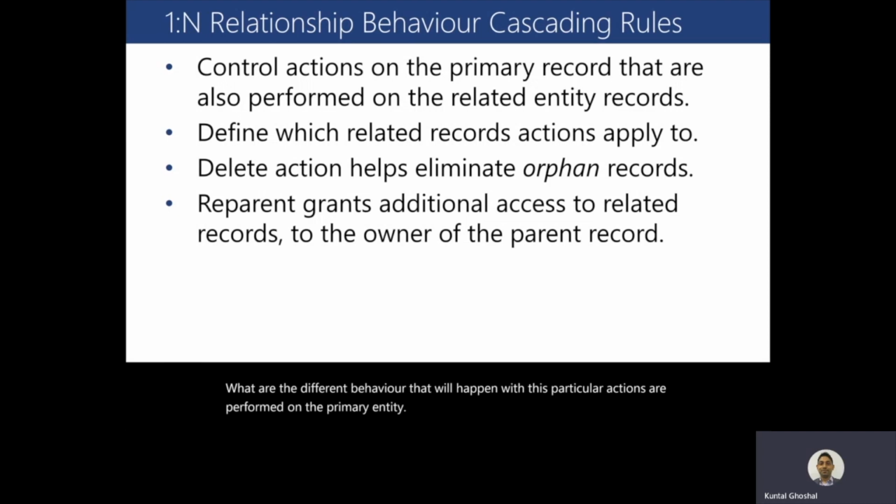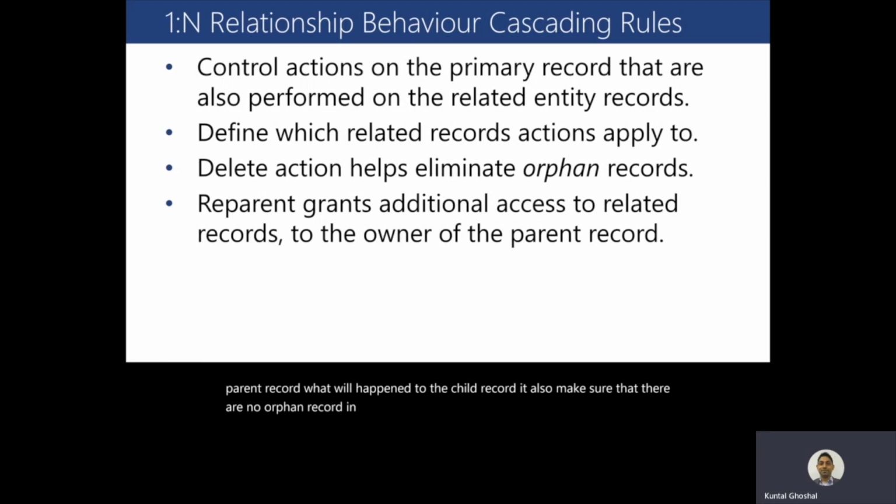So like one-to-one relationship behavior, some of the cascading rules control actions on the primary record that are also performed on the related entity records. So when you perform something on the parent record, what will happen to the child record. It also makes sure that there are no orphan records in the platform.